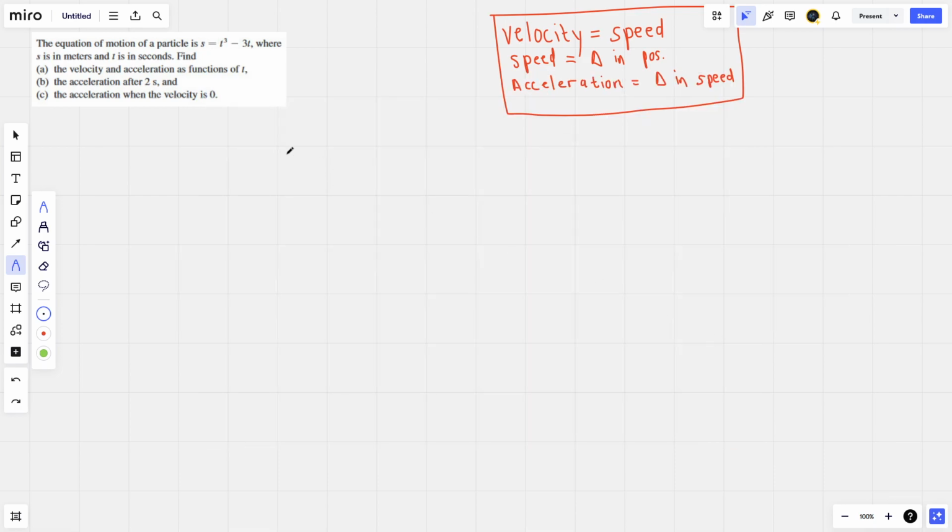The equation of motion of a particle is s equals t cubed minus 3t, where s is in meters and t is in seconds. Find A, the velocity and acceleration as functions of t.